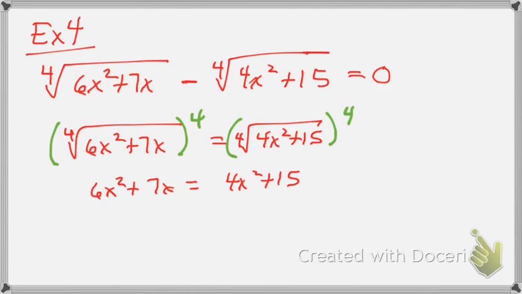Okay, so we're solving a quadratic. What should I do? Like terms. So take 4x squared, subtract it from both sides. I get a 2x squared plus a 7x and minus a 15 equals 0.